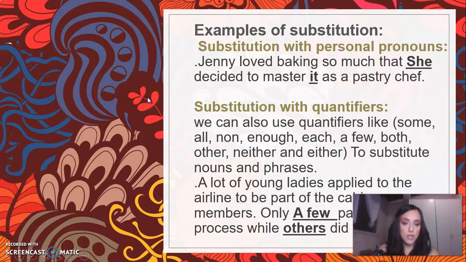Now, substitution with quantifiers. We can use quantifiers like some, all, none, enough, each, a few, both, other, neither, and either to substitute nouns and phrases. Like the following example, a lot of young ladies applied to the airline to be part of the cabin crew members. Only a few passed the whole process while others did not. Here, a few and others replace young ladies in the phrase. So I understand that only some of the or a few of the young ladies passed while others of them didn't pass.